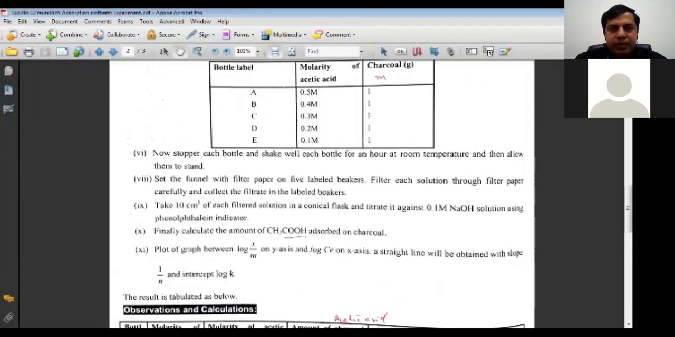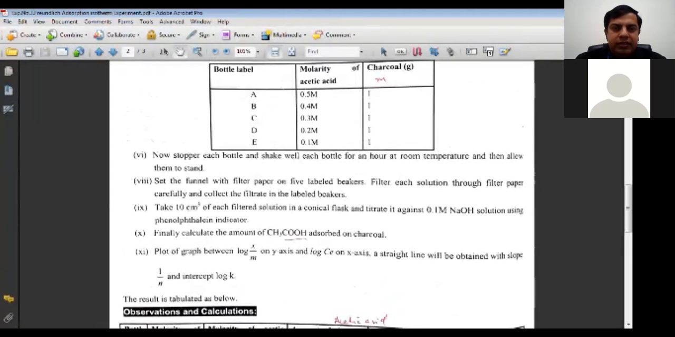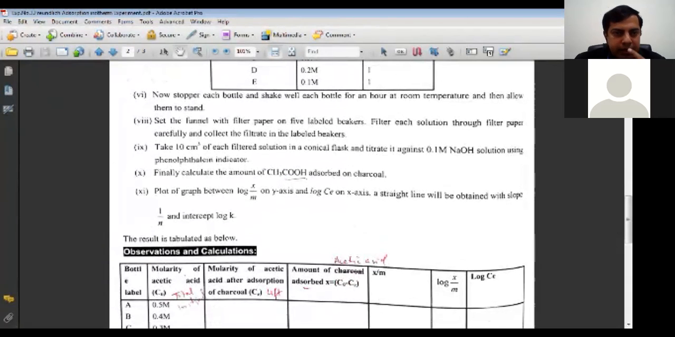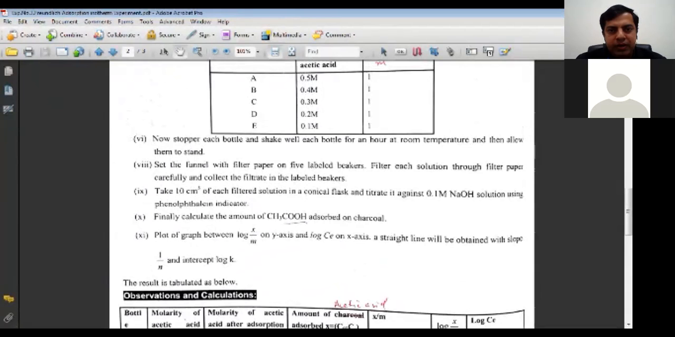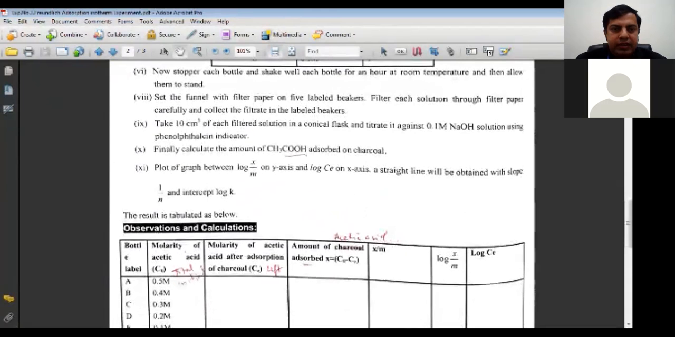As you have studied, the higher the concentration, the more the adsorption. So due to the establishment of the equilibrium, this is the way you are going to calculate the adsorption, the total amount of acetic acid adsorbed on 1 gram of the charcoal. For this, you can take 10 ml of each of the filtered solutions from 0.1 to 0.8, and then again titrate with 0.1 molar NaOH using phenolphthalein as an indicator. And then finally, you can calculate the amount of acetic acid adsorbed on the charcoal.